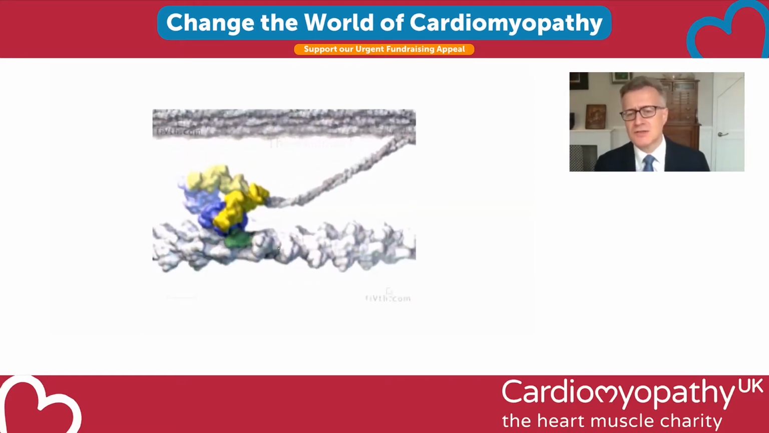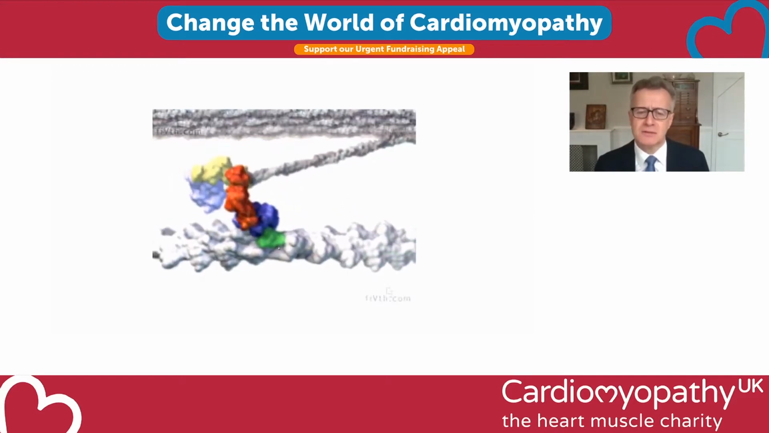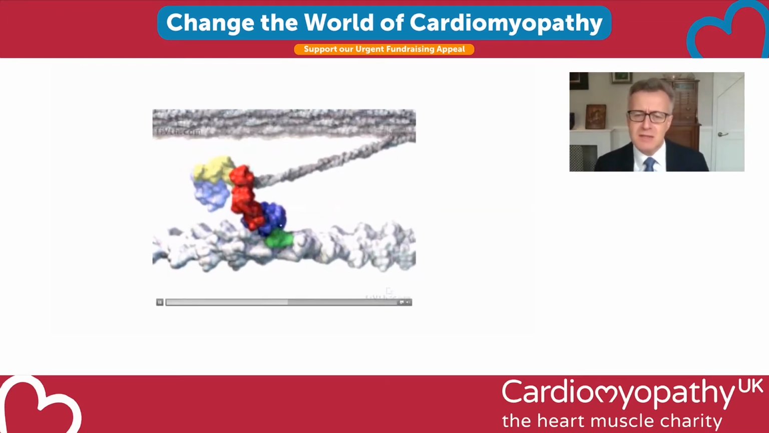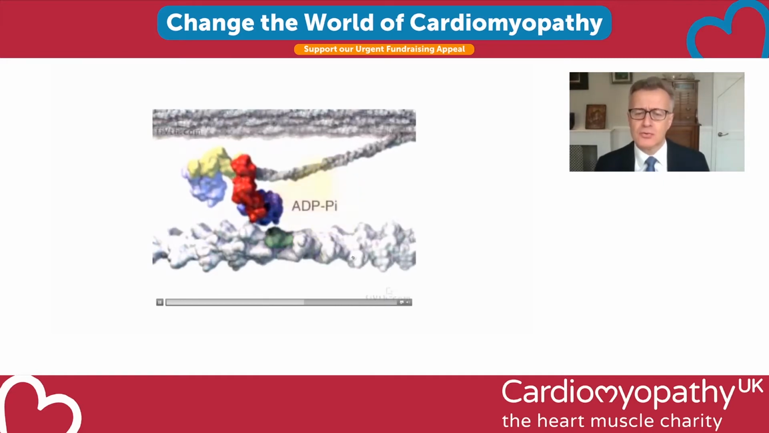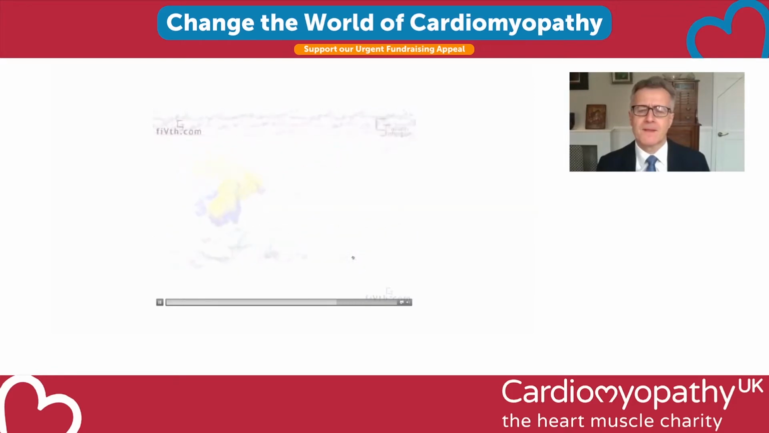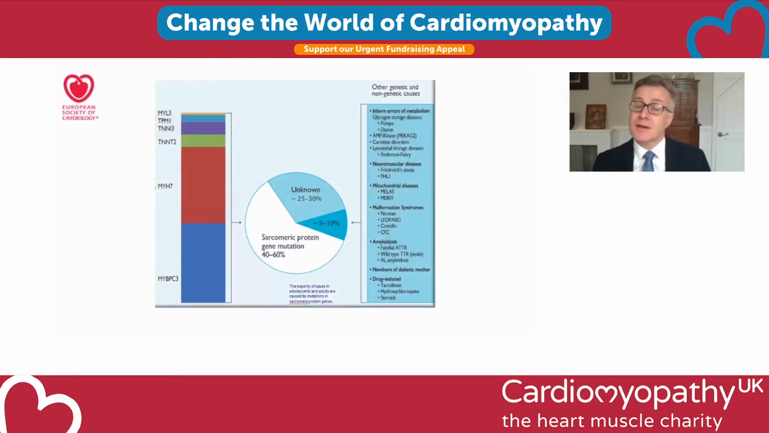This again is a cartoon showing what happens at a molecular level inside the heart muscle with this interaction between these proteins making them slide across one another. And it's the genes that make these different proteins that cause hypertrophic cardiomyopathy. But as I've said, there are many, many different causes.